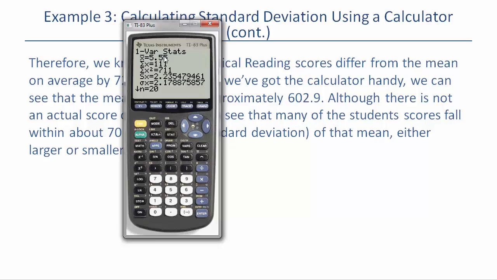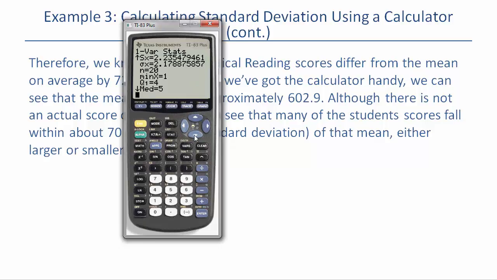Here's my mean. Now here's some stuff we don't need. This is the sum of all my x's. This is the sum of all my x's squared. These help us to do other calculations. This Sx is the standard deviation if we consider our numbers to be a sample. This is the standard deviation if we consider our numbers to be a population. We normally consider it to be a sample, so you're normally going to use that one. N equals 20 tells me there's 20 pieces of data in my sample.